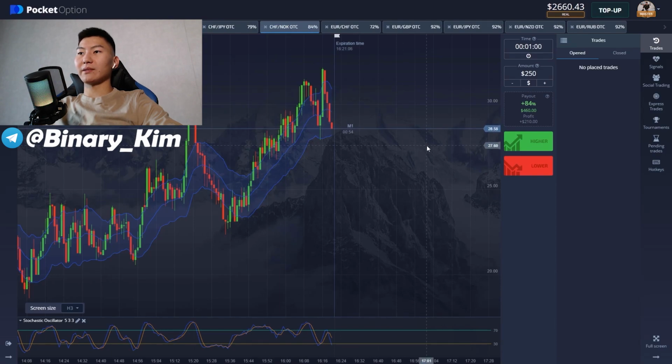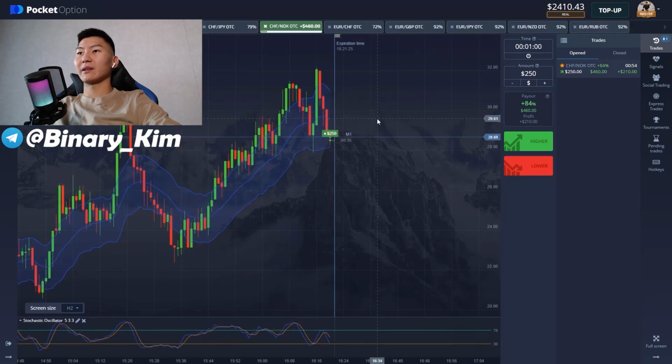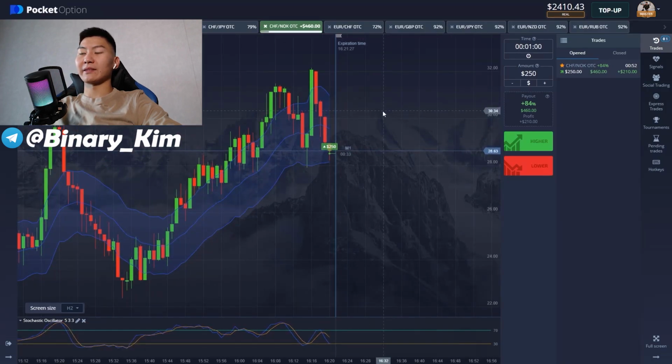Okay, the stochastic has crossed the 30 line. Let's wait a little bit. I think we open here on this currency pair. And I think now is the best time for opening a long position, guys. We are playing ahead of the market and let's analyze this.